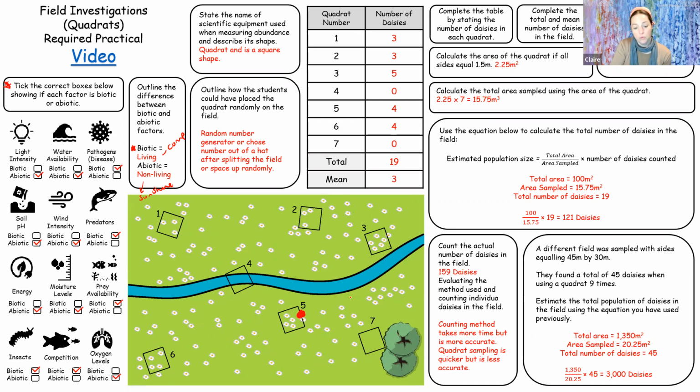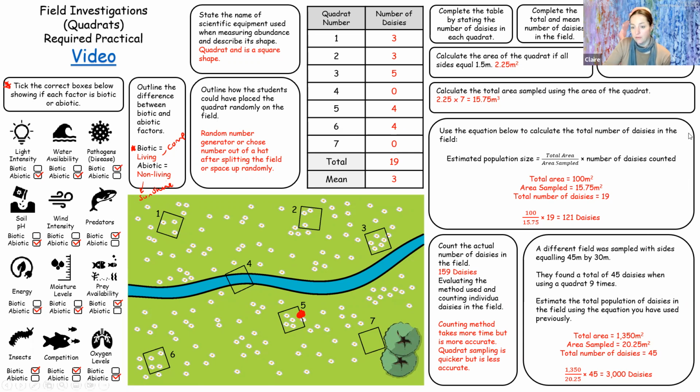Okay, if it's more than half over, then you don't count that one. That's what I normally do anyway. Okay, that's another issue. Calculate, and then it's a bit of mathematics. Basically, you have to estimate the population size. So to do that, you need to work out the area covered by the quadrats, the number of daisies in those quadrats, and then calculate the area of the field.